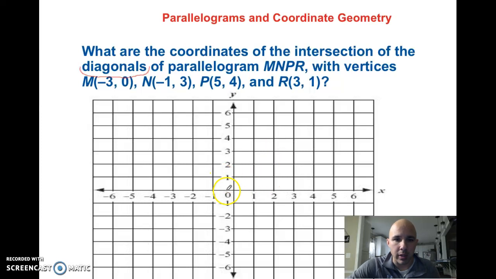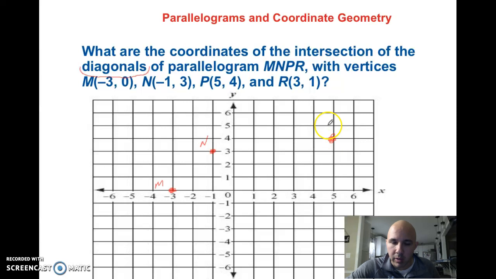All right, so let's go ahead, -3. Here goes my X, there's my 3. I'm not going any higher. So right there, that will be my M. I'm going to go N, -1, up 3, 1, 2, 3. There goes my N. Let's go ahead and just put down all these points. P, 5, up 4, 1, 2, 3, 4.